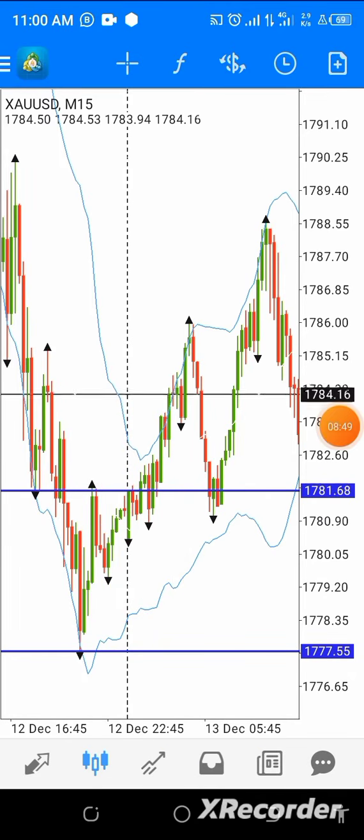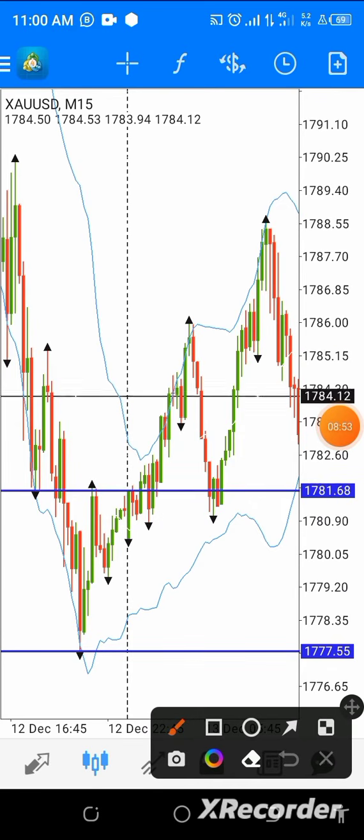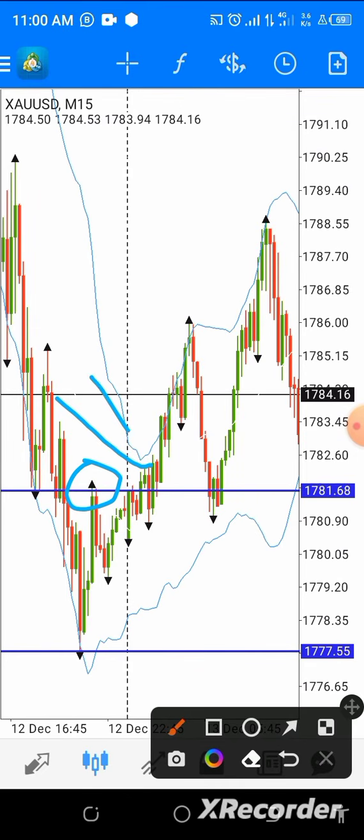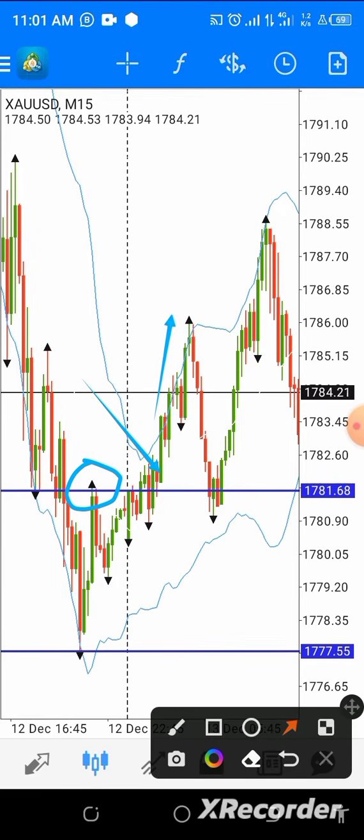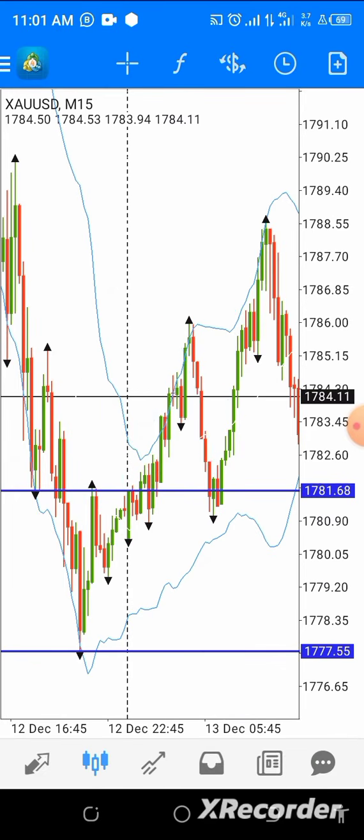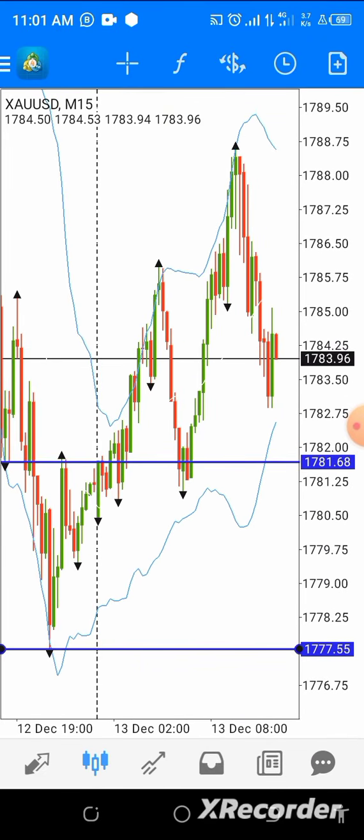Now let me tell you, this is how to use the fractal to enter a buy. Whenever you see a breakout, any price action that breaks this fractal here, that is where you enter your buy opportunity. And you continue to hold. You can see it retest and go back up. You continue to hold, and here is the result.